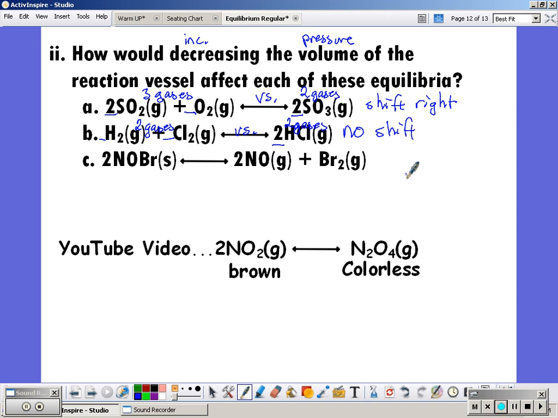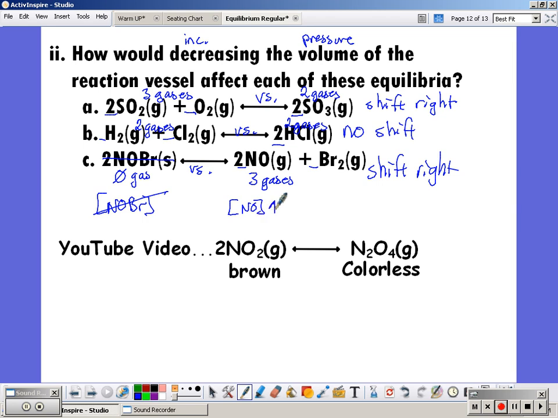In problem C, I actually don't have any gas on this side because NOBr is a solid, versus 2 plus 1 to make 3 gases. So increase pressure or decrease volume, I'm going to shift to the side with the fewest moles of gas, which would be 0. So I'm going to shift to the right. So what happens to the concentration of NOBr? Nothing. Because it's a solid, nothing is affected. The concentration of NO would increase, and the concentration of Br2 would also increase because we're shifting towards them.